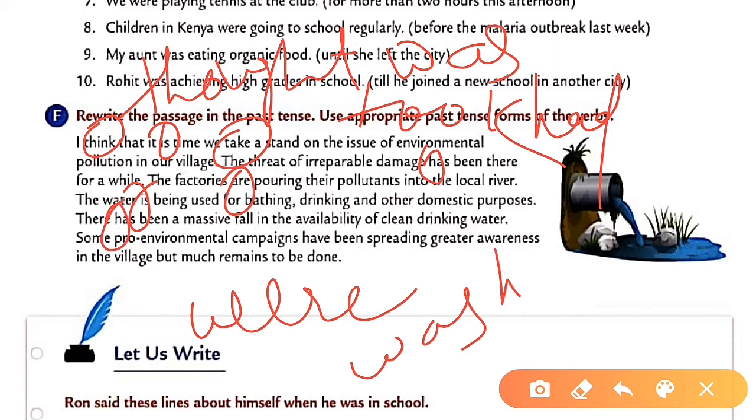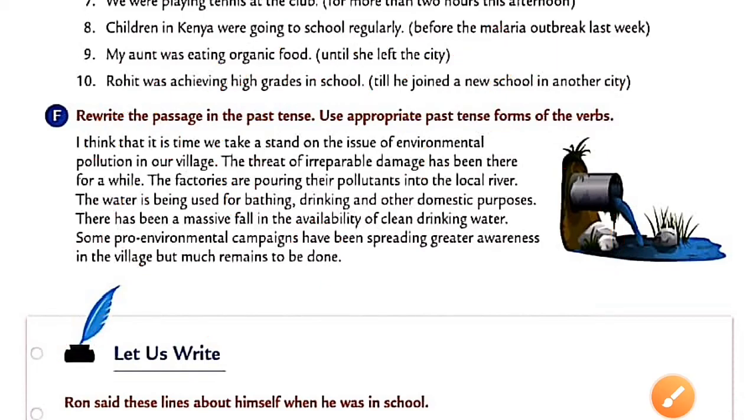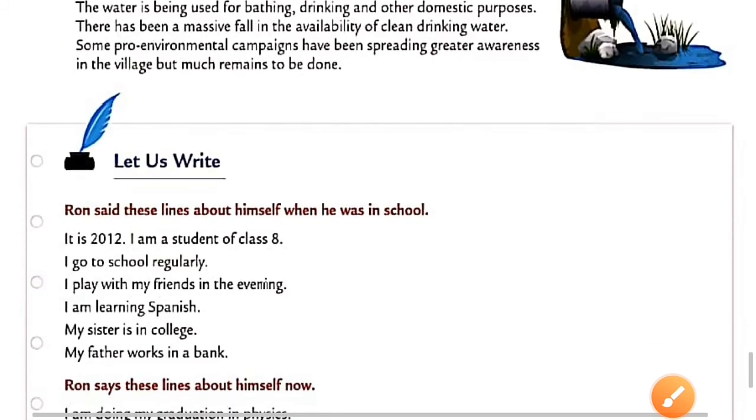There had been a massive fall in the availability of clean drinking water. Some pro-environmental campaigns had been spreading greater awareness in the village, but much remained to be done. So guys, this completes your F part. Next there is no other exercise, so the chapter is completed as well as the exercise.